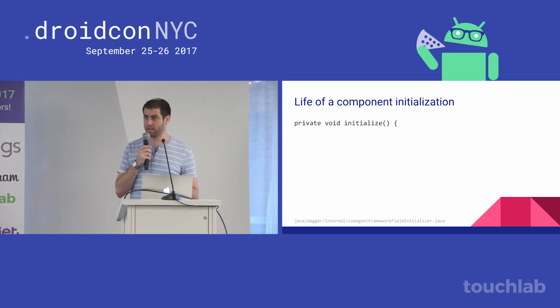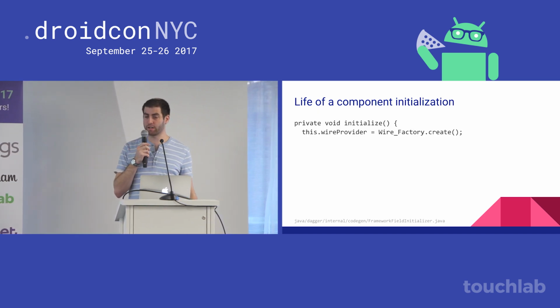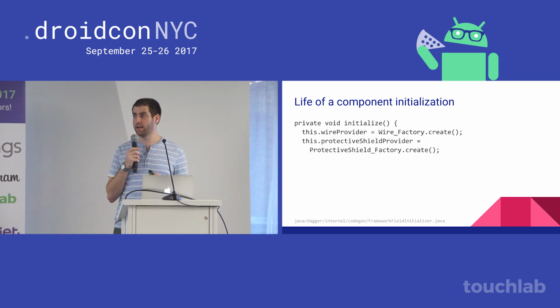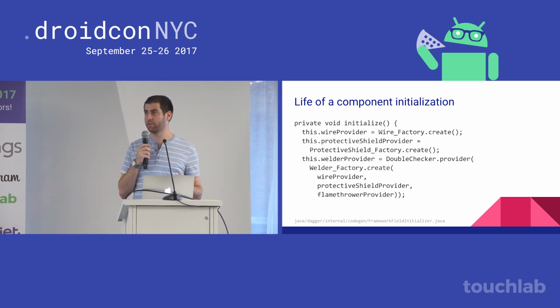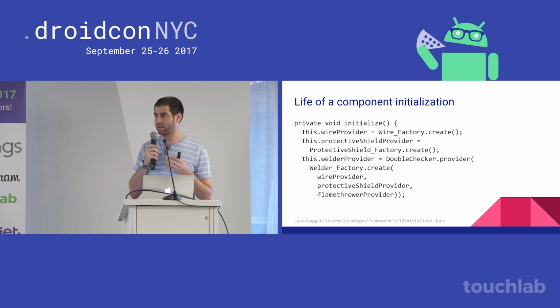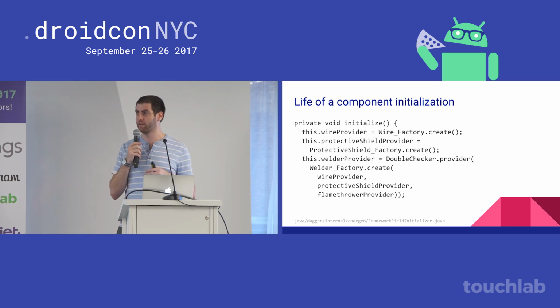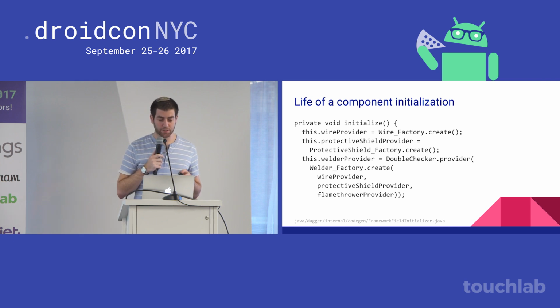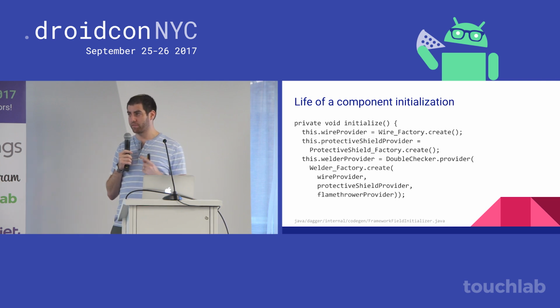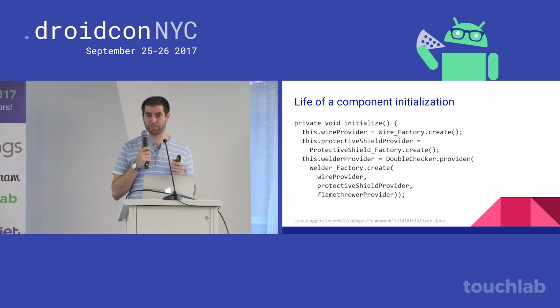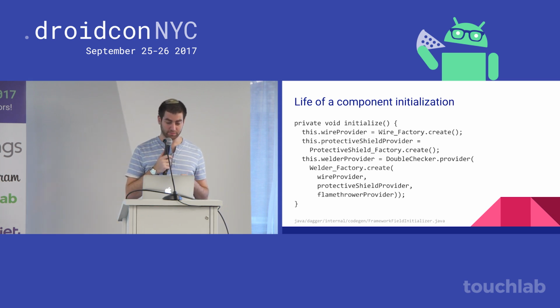So let's look at how that actually happens. So first we're going to have the wire provider, and then a protective shield provider, and then the welder provider is going to concatenate all of those. I omitted the flamethrower provider, though that would be pretty cool. And so you can see just from one binding that needs a provider, we have all of the transitive dependencies up the tree need provider instances.